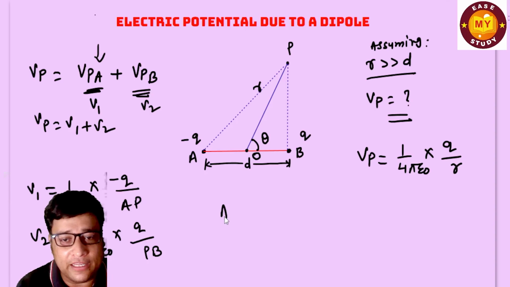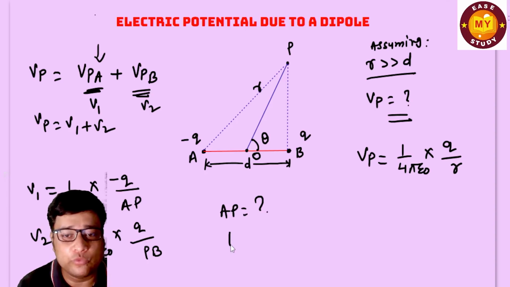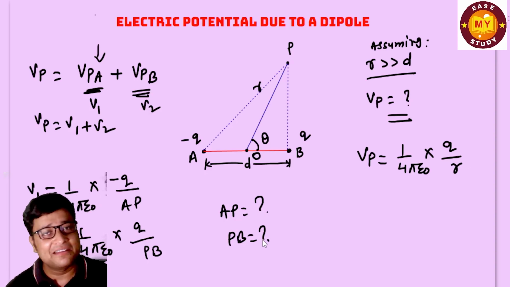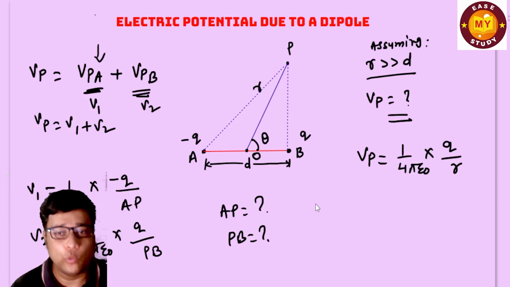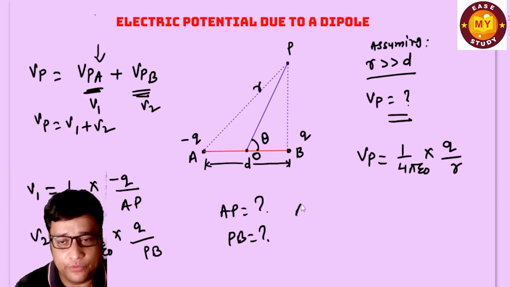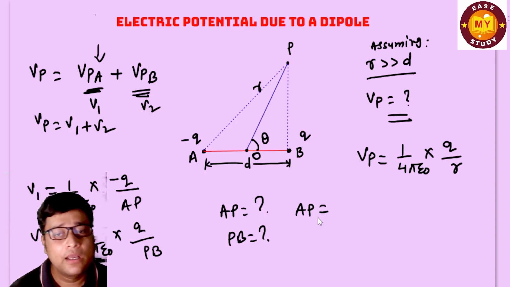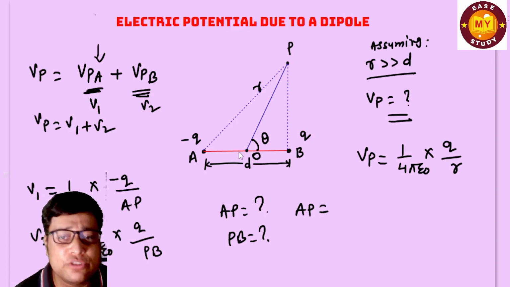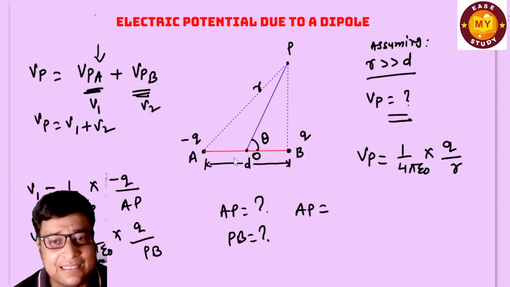Now you have to find AP here, and you have to find PB. What you have learned earlier is the same here. What is the AP here? This AP you have to find with the help of this triangle. If you want to find the AP, you can use any formula. This is the center distance. What is this? This is D by 2 and this is D by 2.